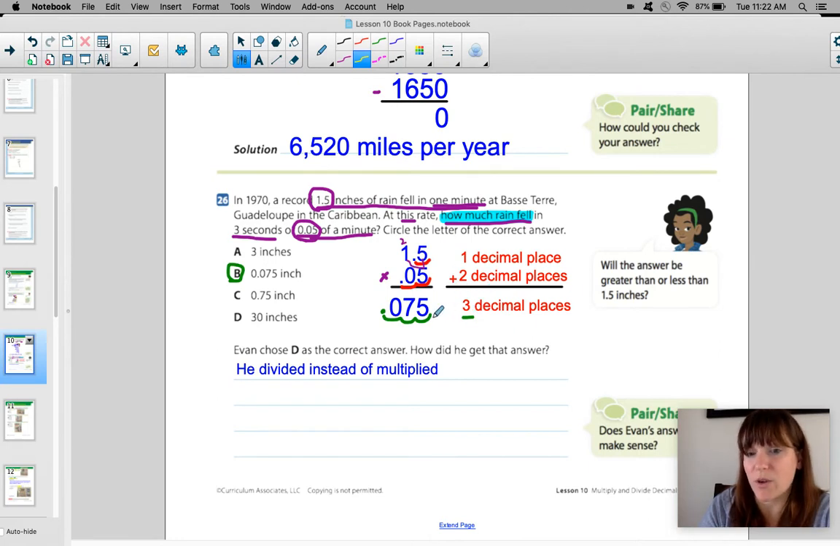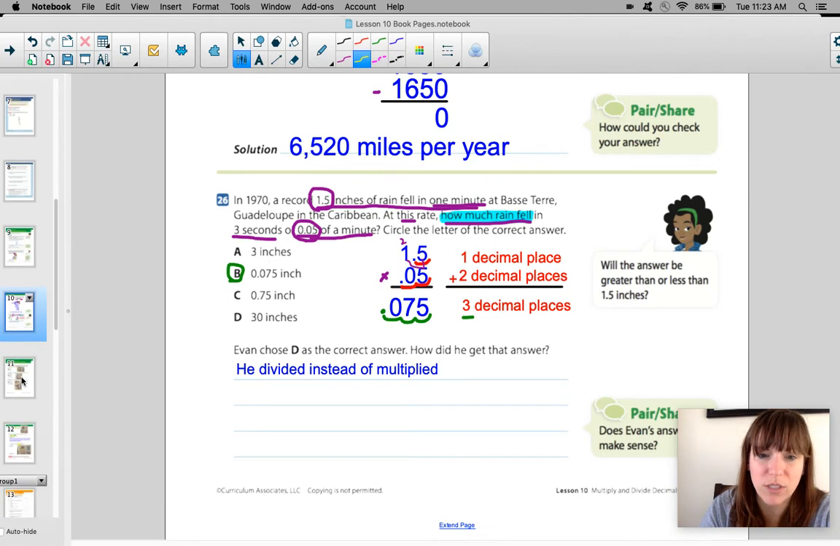So sometimes you have to annex a 0 because just moving it 2 places would be 75/100ths, but I need to move it 3 places. So I do need to annex this 0 to make it a number that has 3 decimal points to the right. And so that's why it's choice B. Evan chose D because he divided instead of multiplied. So hopefully that was something that you were able to discover.